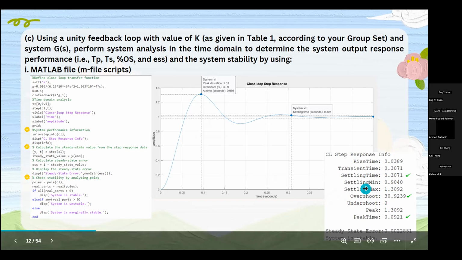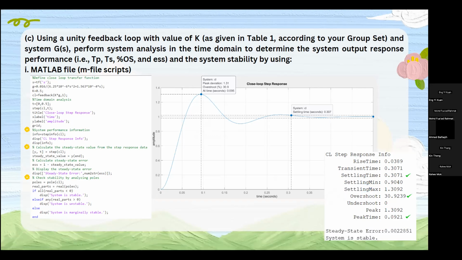Excuse me. So for this system, the code says real parts equal to real poles. What do you mean by real? It means the real value of the poles, the real value of real and imaginary. Okay, zeta omega n. Okay.